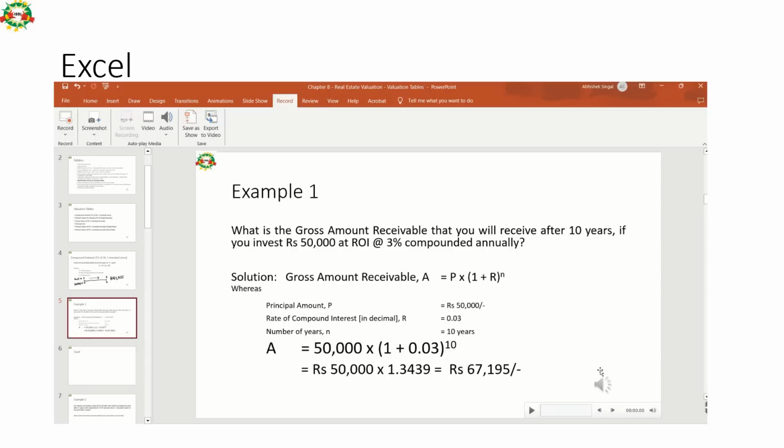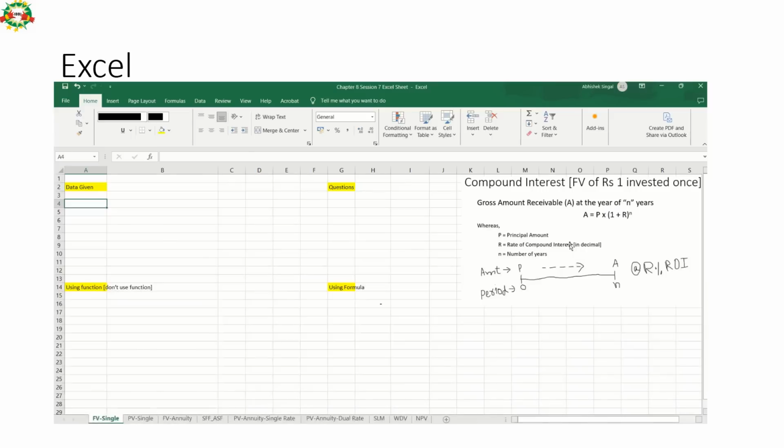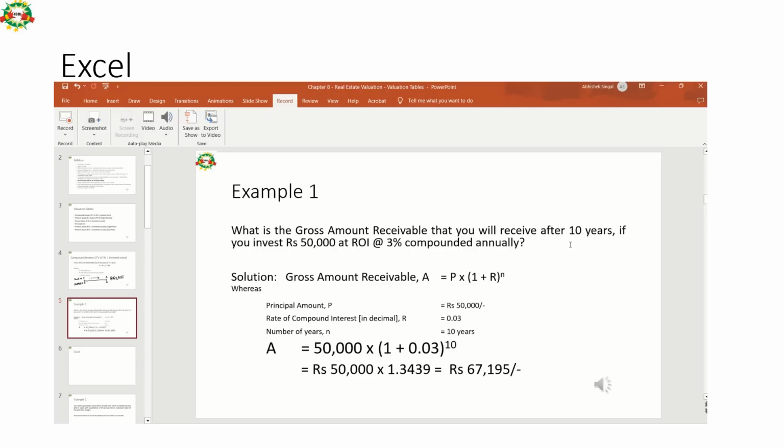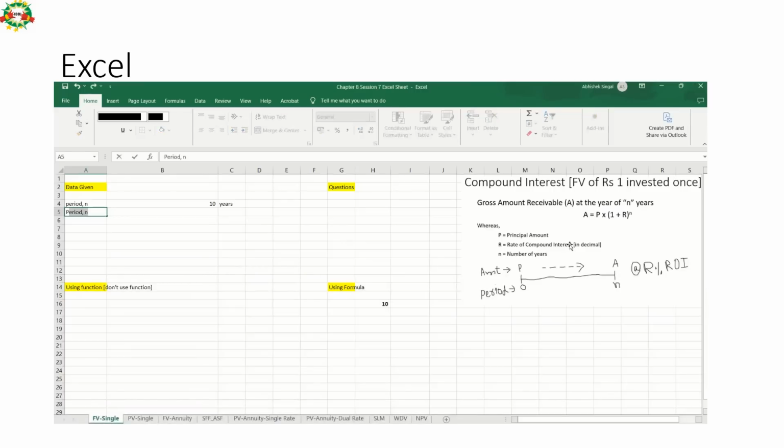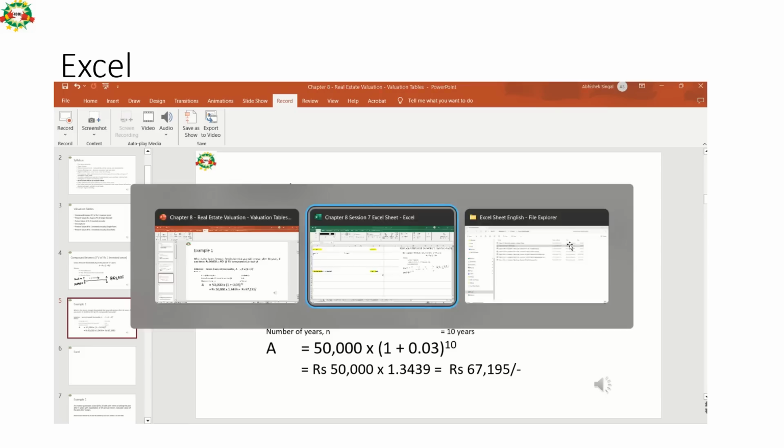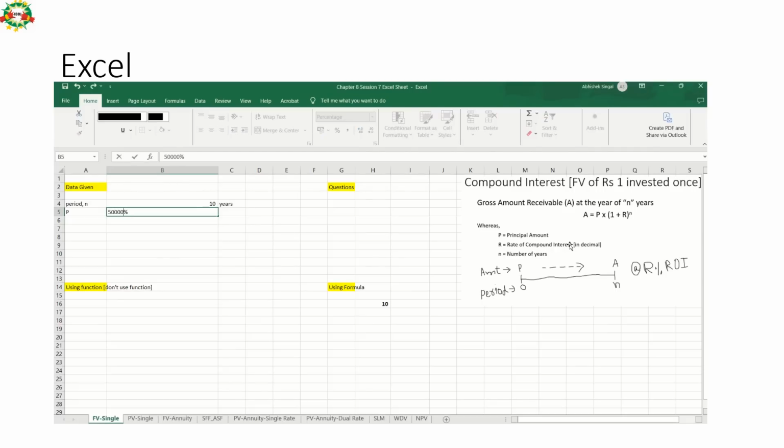In this question, we have been given period. Let us write period, which is n, 10 years. And what next information is given? The amount invested at present, like principal amount, P, how much is it? 50,000 rupees. Let us make it a number. So this is 50,000.